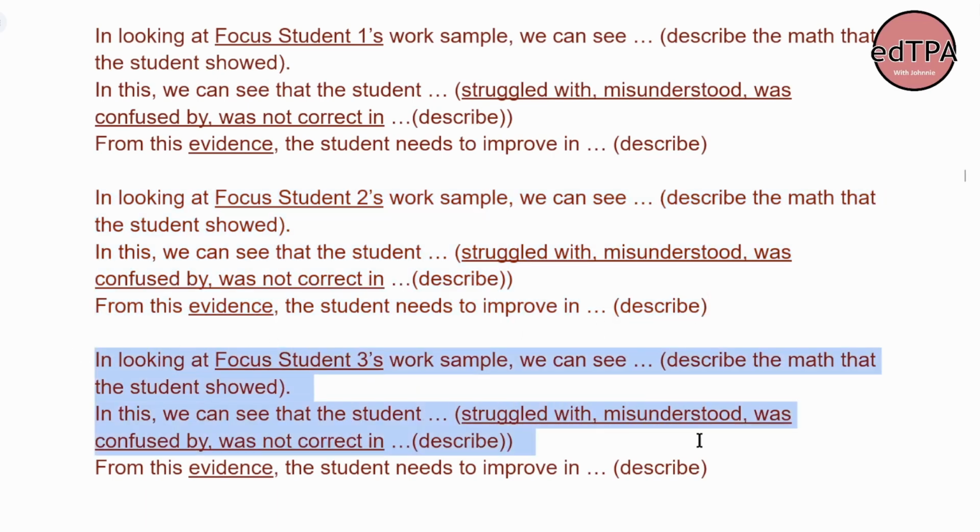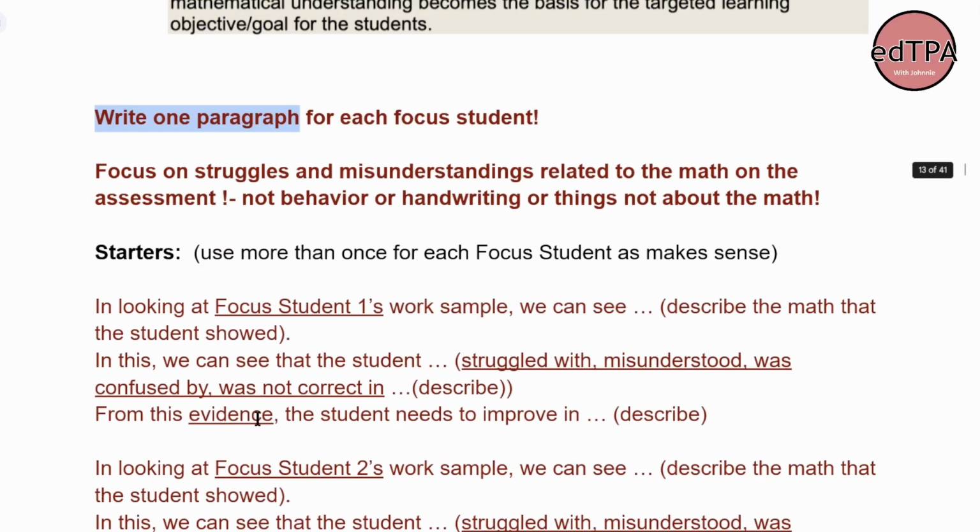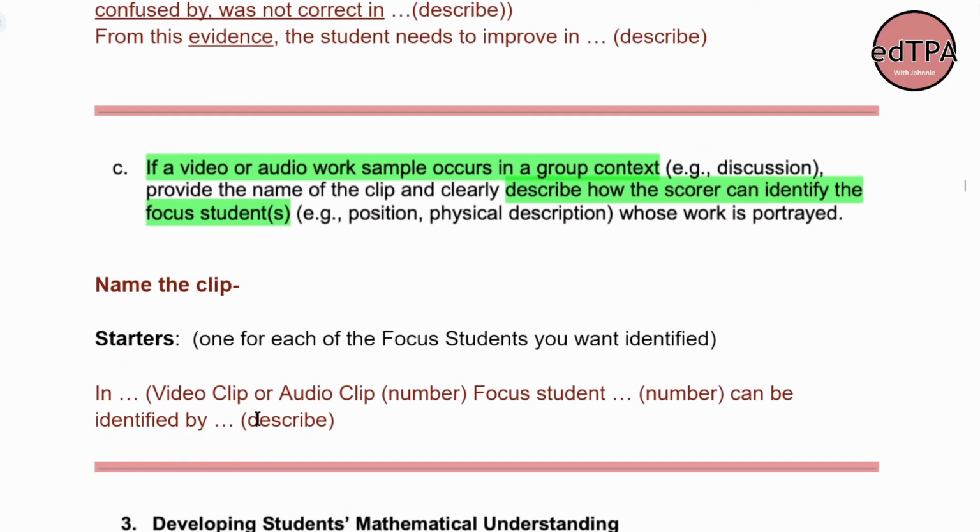And then lastly, Focus Student 3. In looking at Focus Student 3's work sample, we can see, describe the math that the student showed. In this, we can see that the student struggled with, misunderstood, was confused by, was not correct in, describe it. From this evidence, the student needs to improve in and describe it. Okay, so that's pretty straightforward here. Each focus student, their struggles, and then what evidence you have. A paragraph for each. I'm going to say that again, a paragraph for each, with lots of evidence.